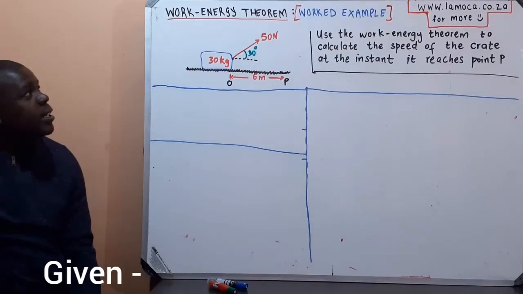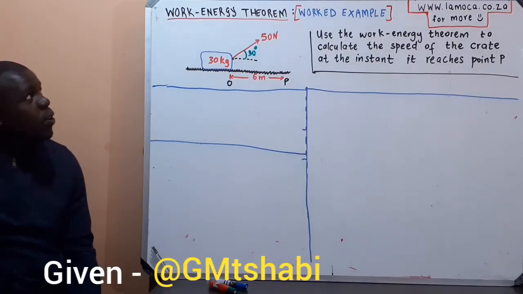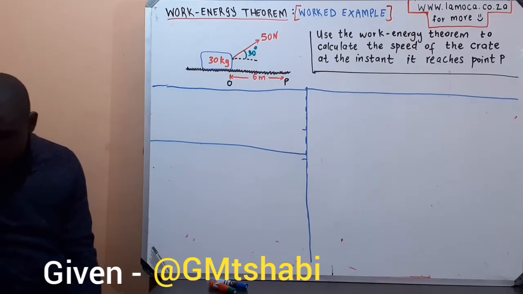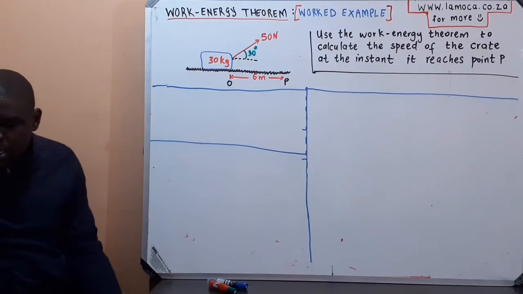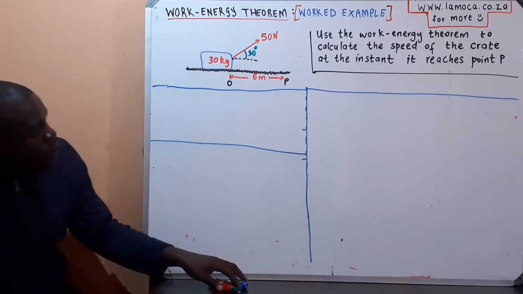Let's look at the first example in application of the work energy theorem. A question reads as follows. A worker pulls a crate of mass 30 kg from rest along a horizontal floor by applying a constant force of magnitude 50 newtons at an angle of 30 degrees to the horizontal. A frictional force of magnitude 20 newtons acts on the crate whilst moving along the floor.